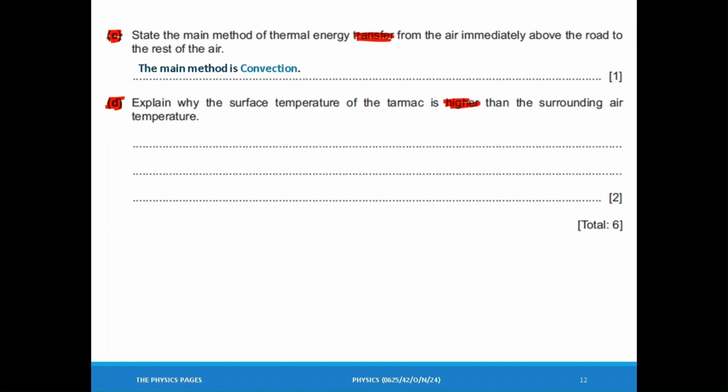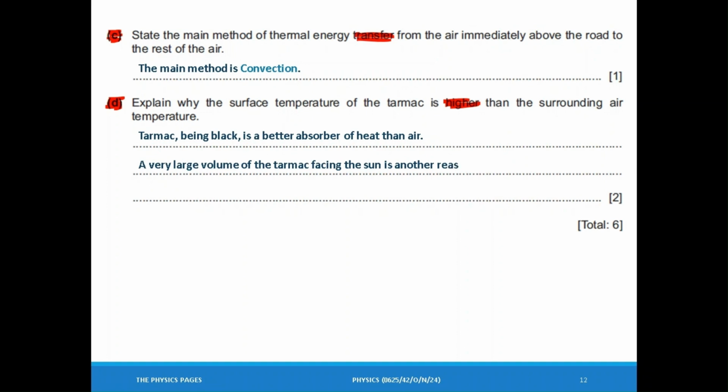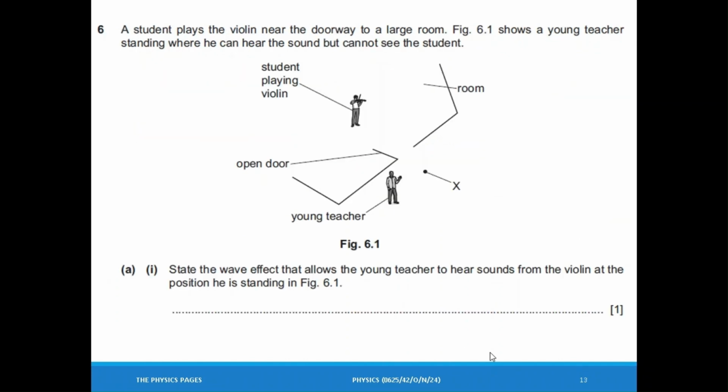Part D. Explain why the surface temperature of the tarmac is higher than the surrounding air temperature. Dark surfaces, like black tarmac, absorb heat much more efficiently than lighter surfaces or transparent substances like air. Air does not absorb sunlight as effectively as tarmac. Additionally, the tarmac is a poor emitter of heat, meaning it retains heat for longer. The large, thick surface of the tarmac exposed to the sun further contributes to its higher temperature compared to the surrounding air.